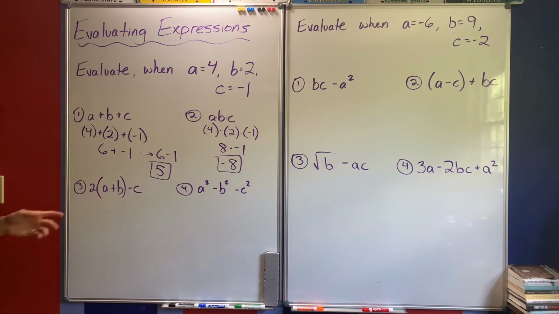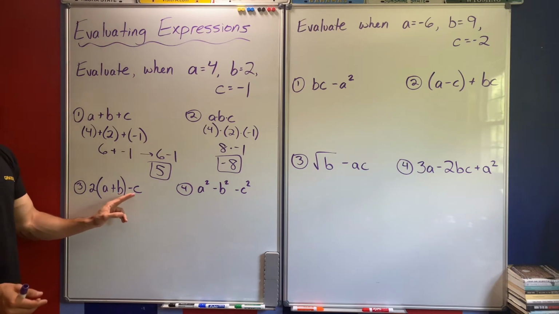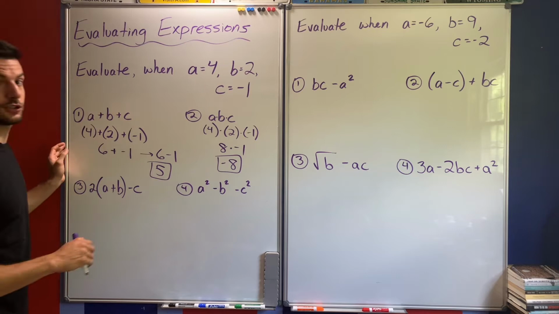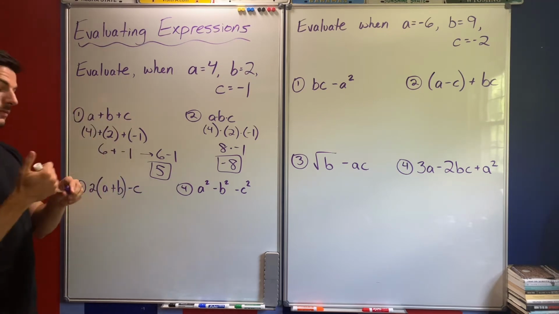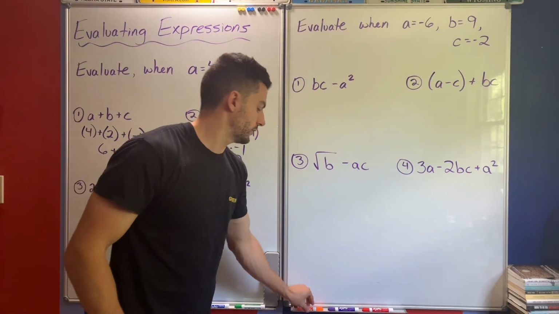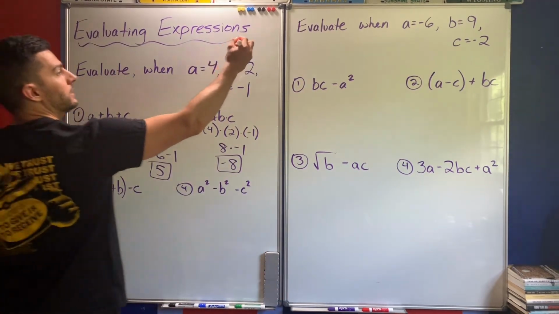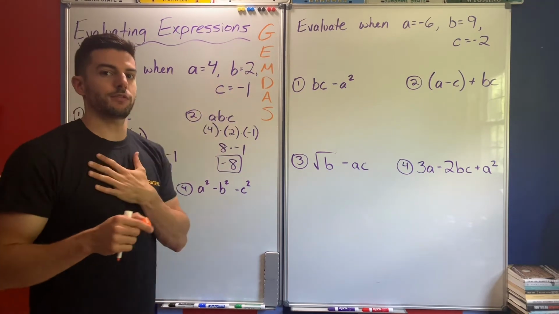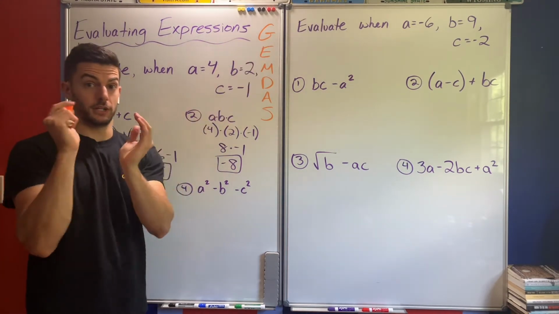Now, number three, 2 times the group a plus b minus c, okay? I haven't mentioned it yet because we haven't really needed it for the first two, but what I need to remember here is my order of operations, okay? This is something you would have learned. Let me just write up the acronym up here. You might have heard PEMDAS with a P there for parentheses. I prefer the letter G for group, a group of terms.